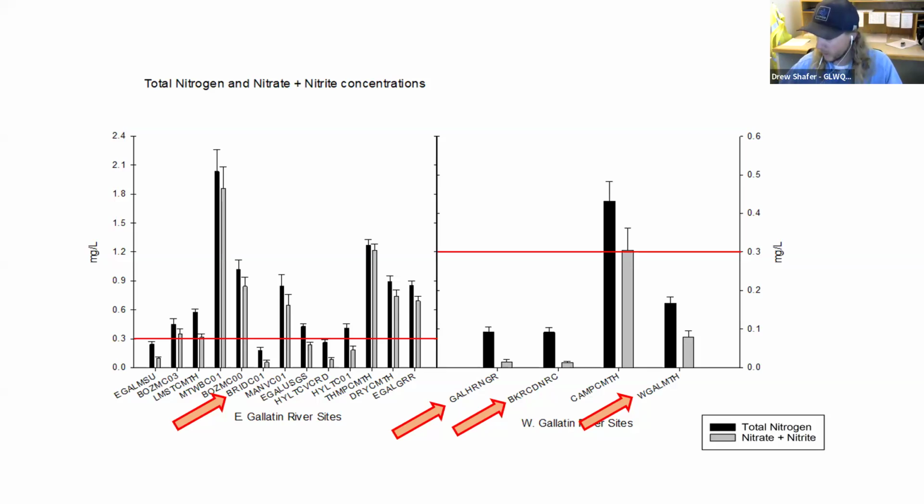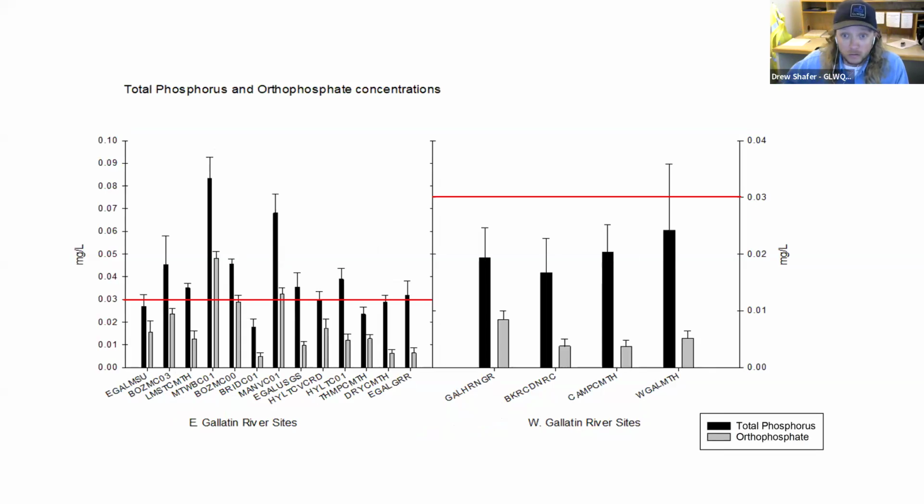I now would like to look at the total phosphorus and ortho-P concentrations. So we have 29% or 5 sites that are below the numeric standard of 0.03 milligrams per liter for total phosphorus. We have 2 sites in the East Gallatin watershed and 3 sites in the West Gallatin watershed. If we can click real quick, Nick. Thank you. So again, Bridger Creek, Thompson Creek, the Upper Gallatin, Baker Creek, and then Camp Creek.